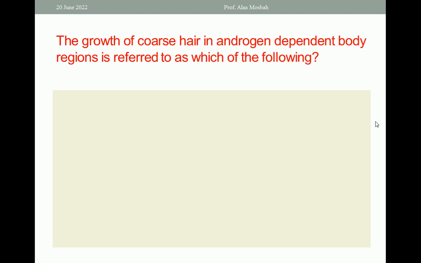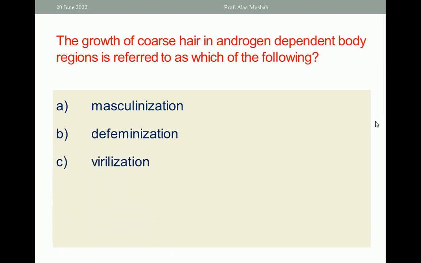Okay. The growth of coarse hair in androgen dependent body regions is referred to as which of the following? A. Masculinization. B. Defeminization. C. Virilization. D. Hirsutism. E. Androgenization. Please choose the one best response. The one best response here is hirsutism.